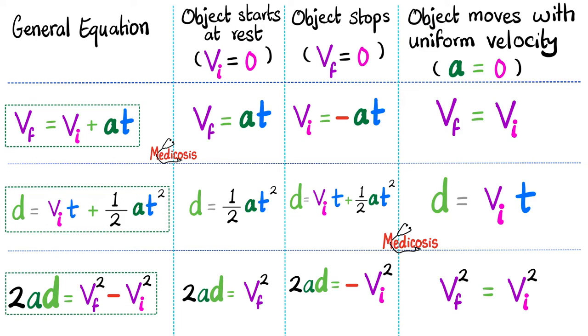But what if the question said the object moves with uniform velocity? Uniform velocity means what? Meaning I'm neither accelerating nor decelerating. So a is 0. So you put 0 here and simplify. You put 0 there and simplify. You put 0 here and simplify. This table will help you crush every problem you'll encounter. You will cruise through physics like a sharp knife through warm butter.